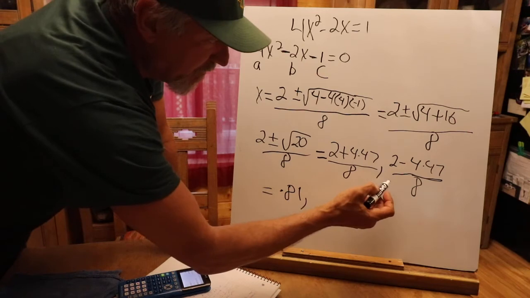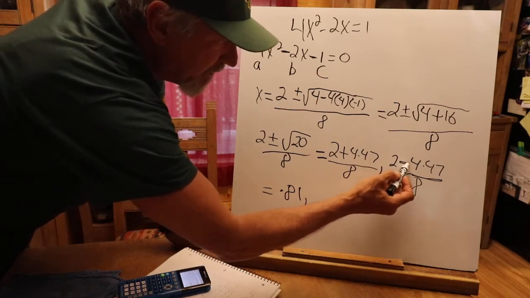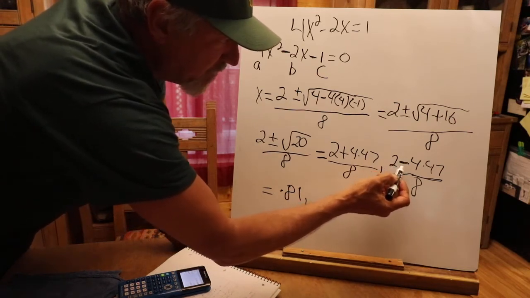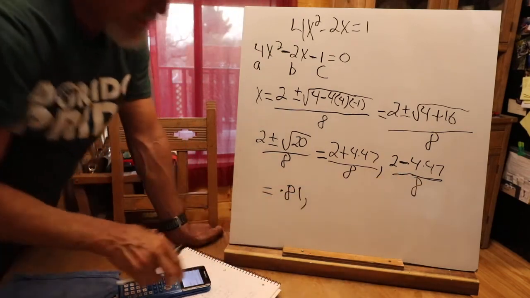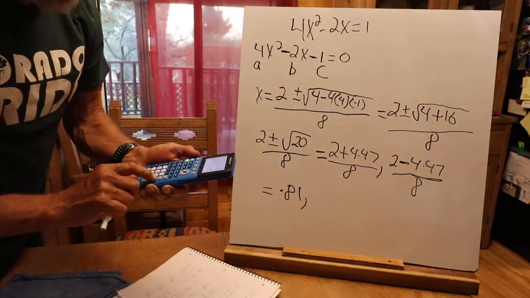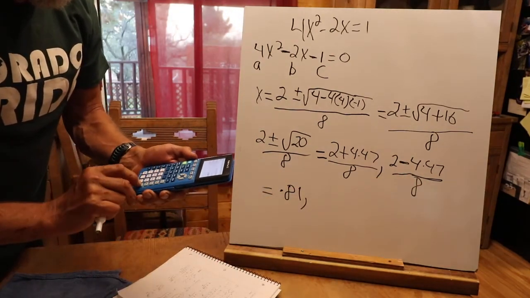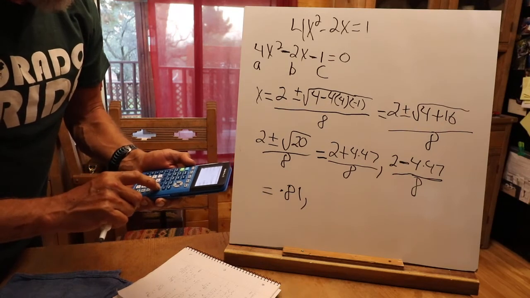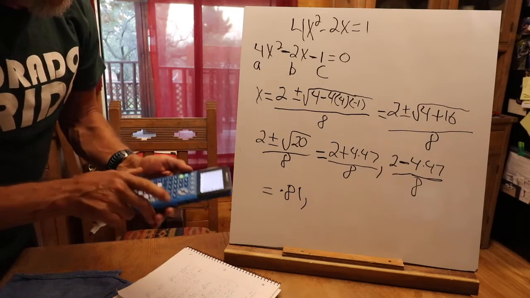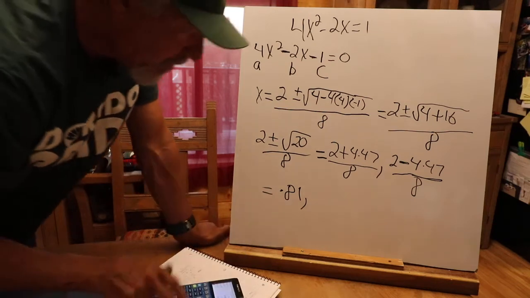The other answer, I'm going to do the same thing, except I'm going to put a minus here. So on my calculator, I'm going to do 2 take away 4.47, get an answer, and I'm going to divide it by 8. And I get negative 0.31.